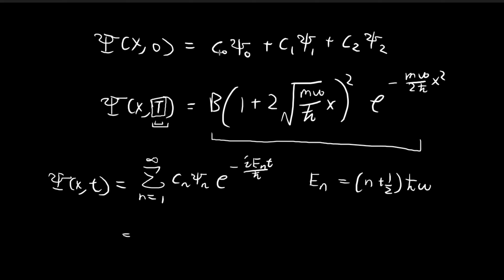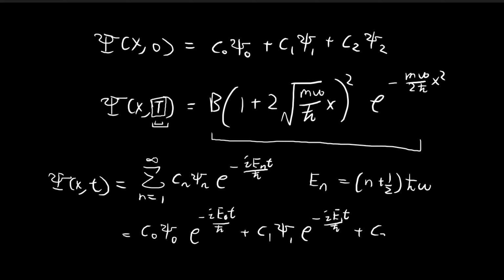And we know that only C0, C1, and C2 are non-zero. For the rest of the terms, C3, C4, and so on, they're all zero. So I can express this out by writing everything out explicitly. We have C0 times xi0, and then times e to the power of negative i E0 t divided by h bar. And then we have the second term, we just apply the same formula. So t divided by h bar, and then we have C2 times xi2 times e to the power of negative i E2 t divided by h bar.